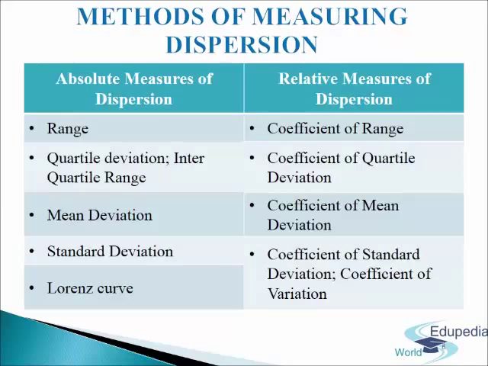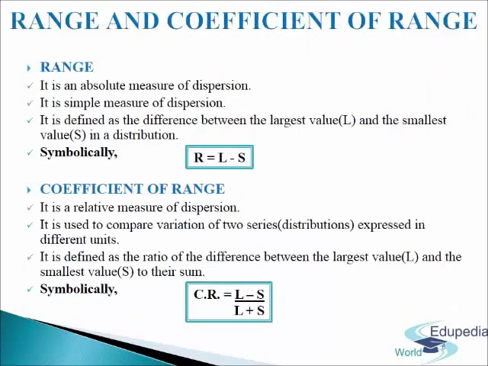The classification of absolute measures of dispersion are range, quartile deviation, interquartile range, mean deviation, standard deviation, and Lorenz curve. And the classification of relative measures of dispersion are coefficient of range, coefficient of quartile deviation, coefficient of mean deviation, coefficient of standard deviation, and coefficient of variation. All these measures we will discuss one by one in our coming slides. First, we will discuss range and coefficient of range.